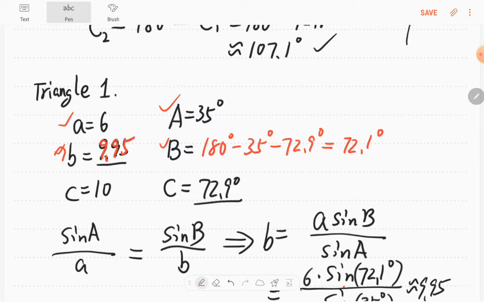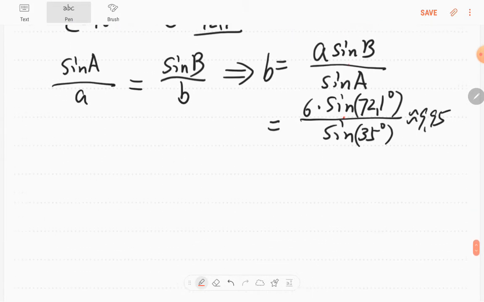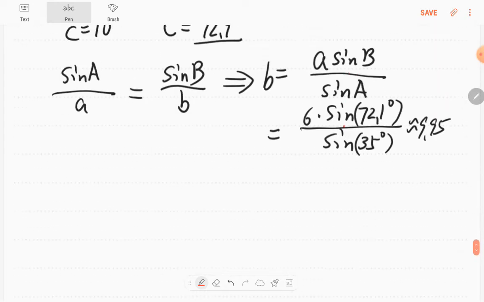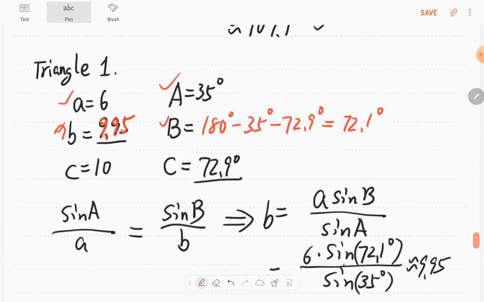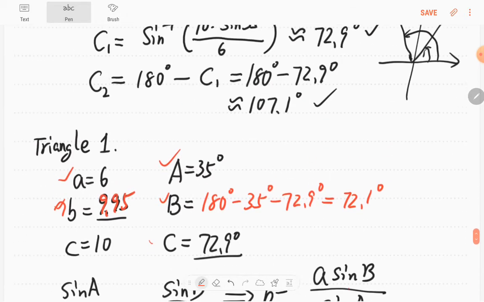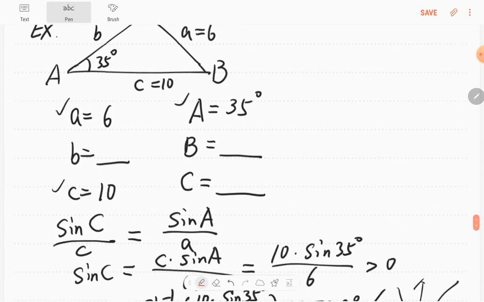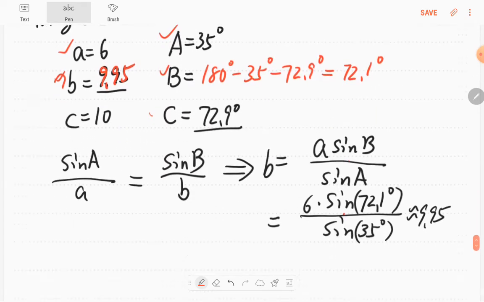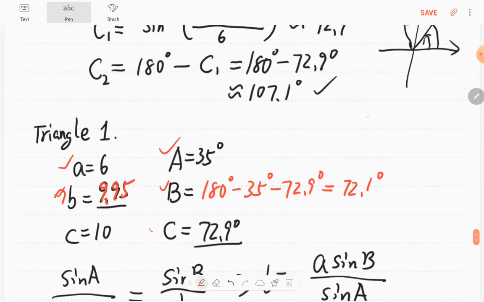So this is the one triangle, right? So actually everything is acute angles. These three angles are acute angles. So this would be the case where this A is here. So this would be this case.